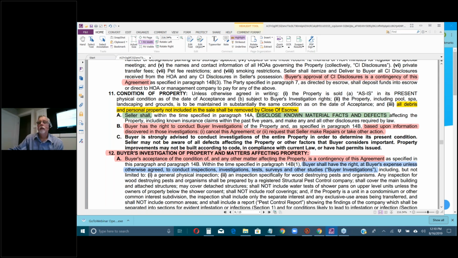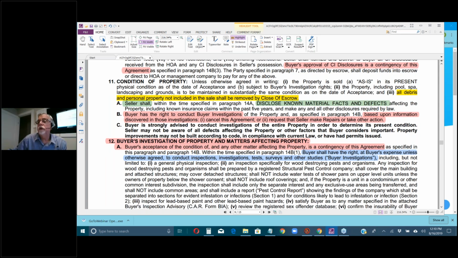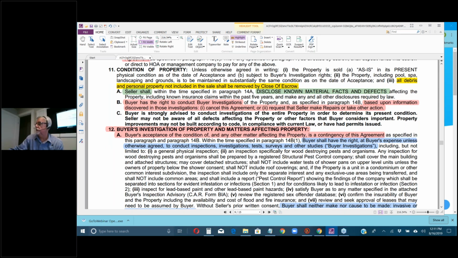So you should realize the contract does say the seller is supposed to get all their stuff out of there. However, there aren't a lot of options if they don't, at the last minute. What else? Seller shall, right? So if it's green, this is something the seller shall do: disclose known material facts and defects. Notice that's in upper case, right?